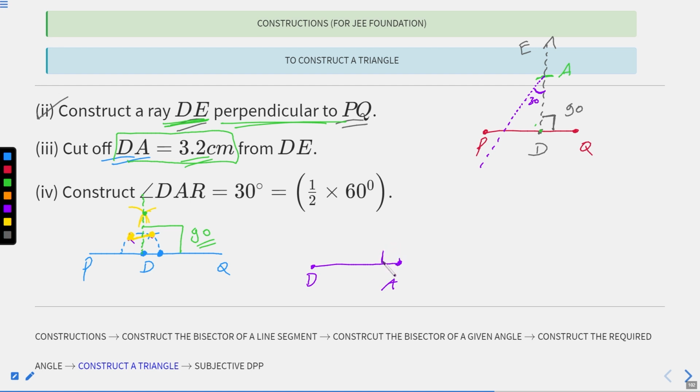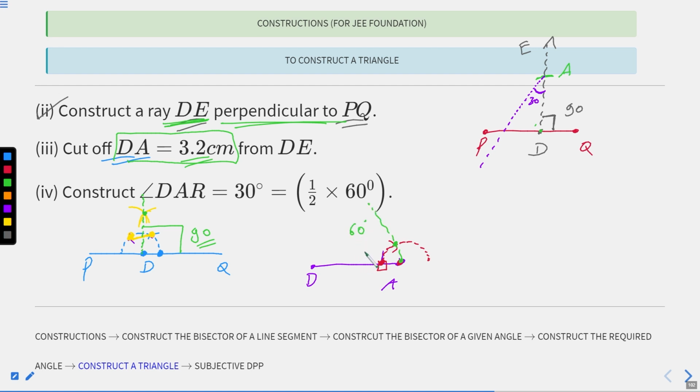First of all, make a 60 degree angle, which is quite easy. Taking A as center, using a compass, make a semicircle of any suitable radius. With the same radius, take this point as a center and make an arc, and joining this intersection point with this A point will produce the 60 degree angle.